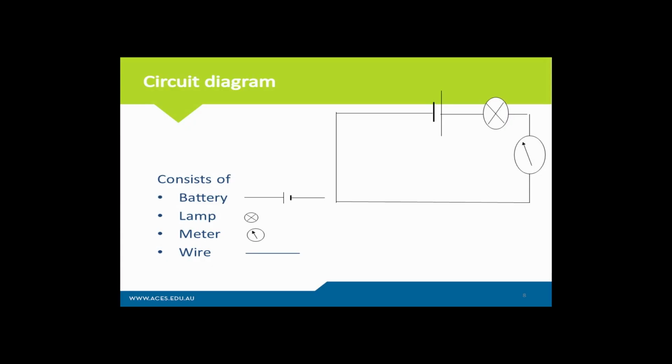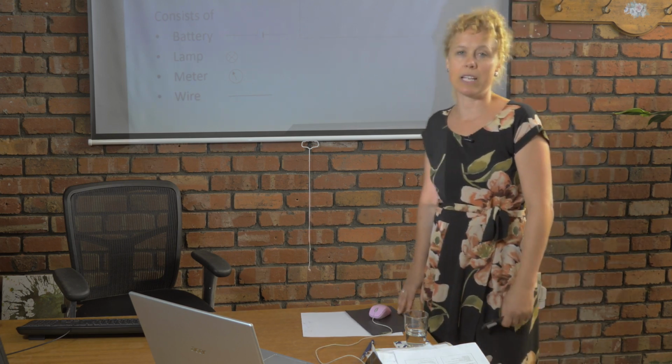So the circuit diagram consists of the various parts. This is the way it's actually drawn in textbooks to simplify it. You can see the battery is shown by this particular symbol, and then the lamp will have this symbol, and of course the meter itself will be this symbol here, and the wire will just be a straight line. So this is the way you'll see a circuit diagram in many of the electrical books.